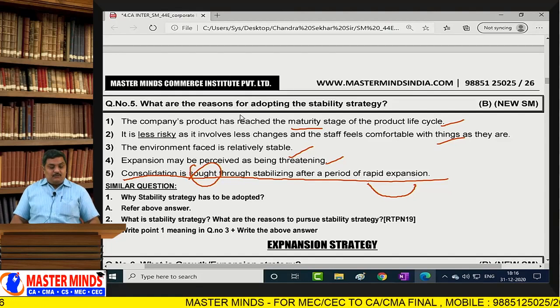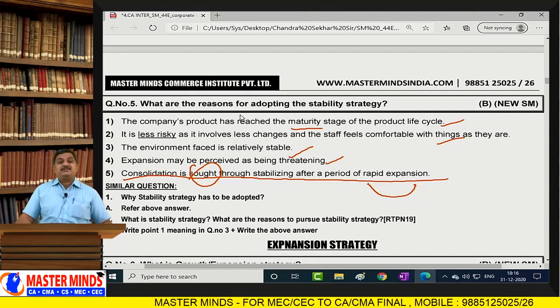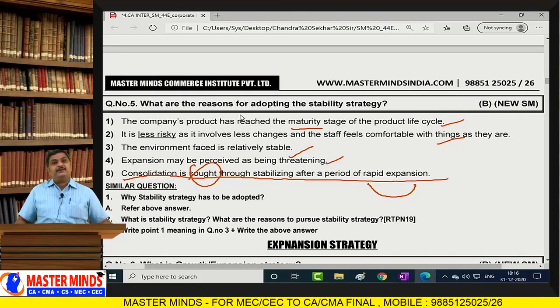Okay. So, this is about stability strategy. We will stop here and continue in the next session.